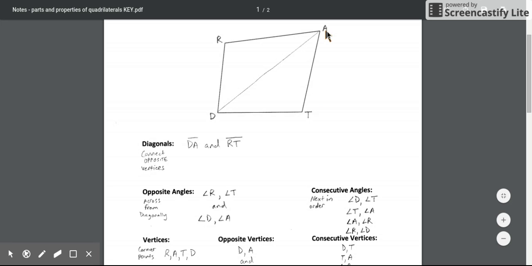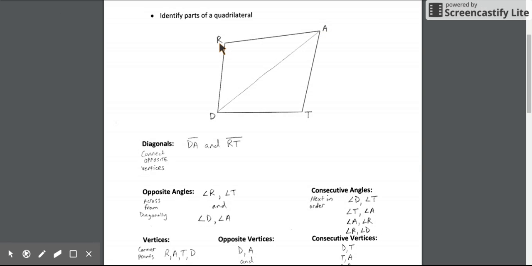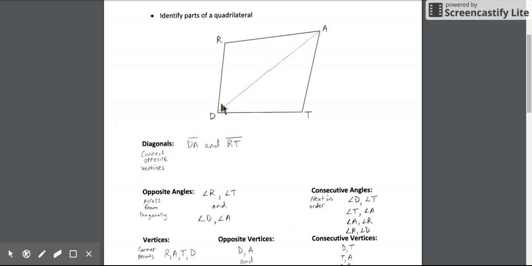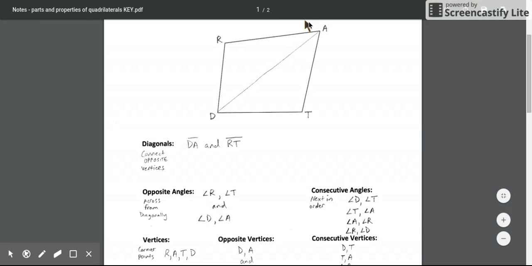Keep working around the shape. Angle A and angle R are next to each other, so they're consecutive angles. And then the last pair, angles R and D, are next to each other, so they're consecutive angles. And we would get the exact same pairs if we had started at D and worked the opposite way around the shape. As long as we have four pairs of consecutive angles, we've named them all.